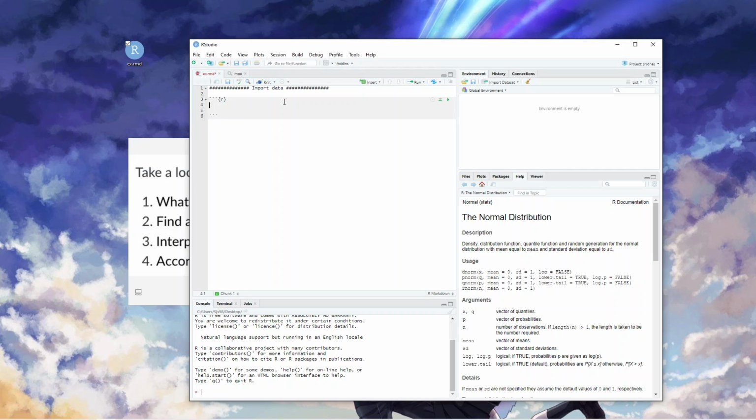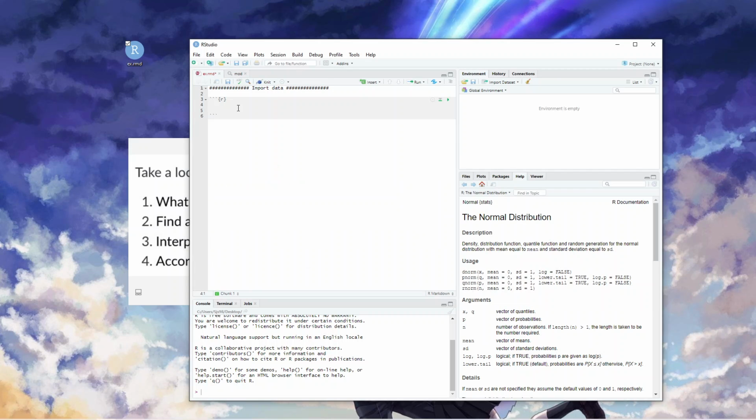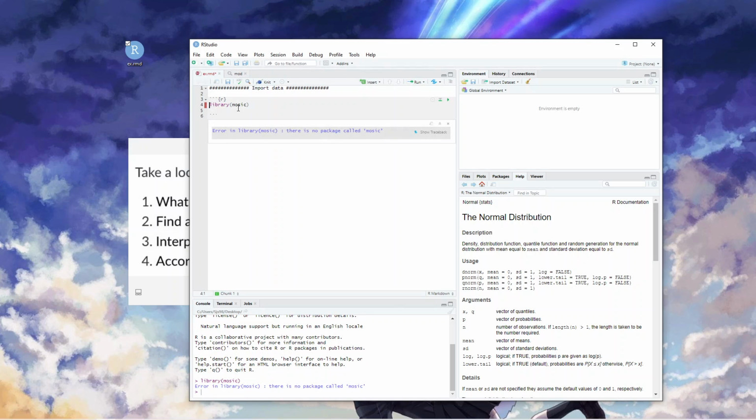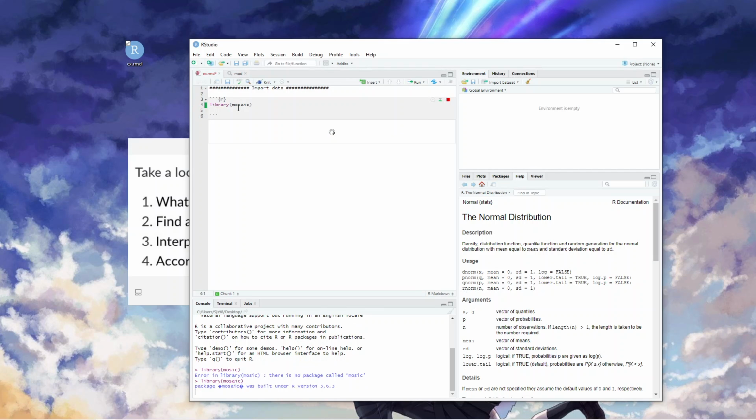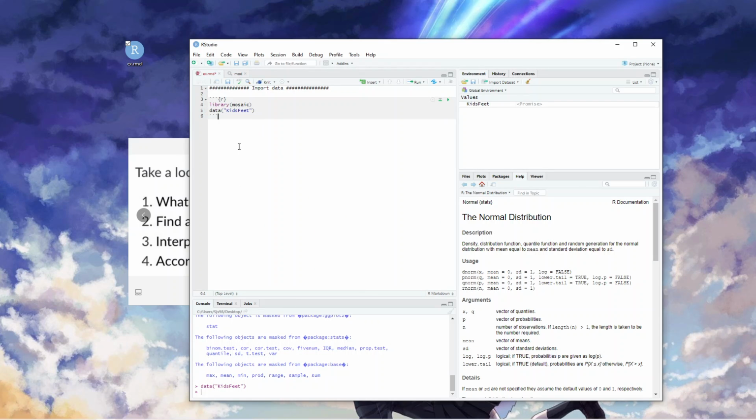What I need in this exercise is the keys feed dataset. This dataset is in the mosaic library, so first I need to call the library. And then I just need to call data keys feed. Okay, good. By doing this, we have already done the data import.